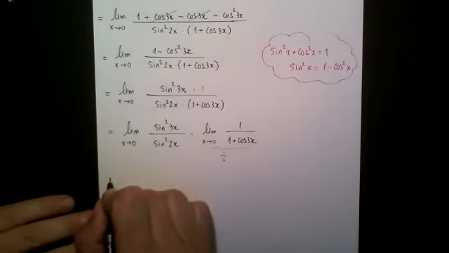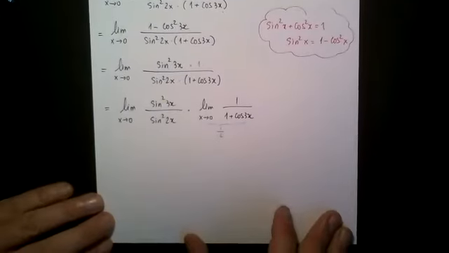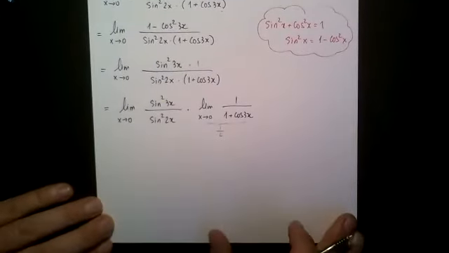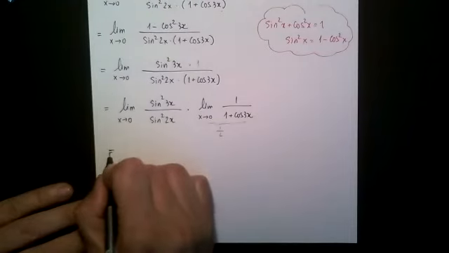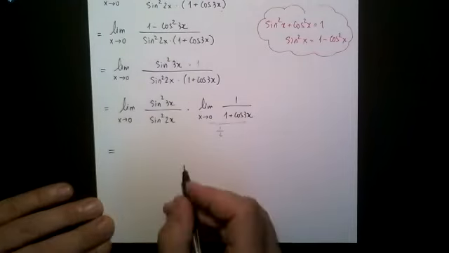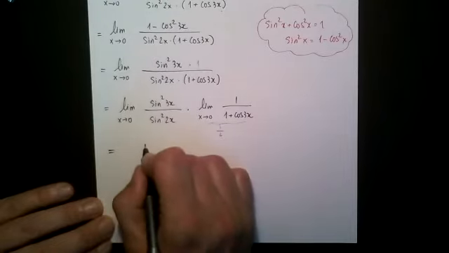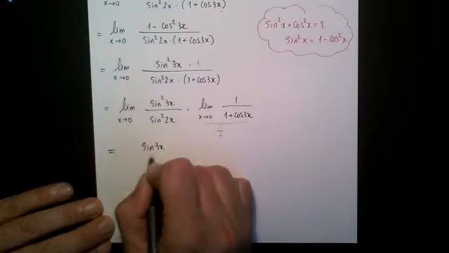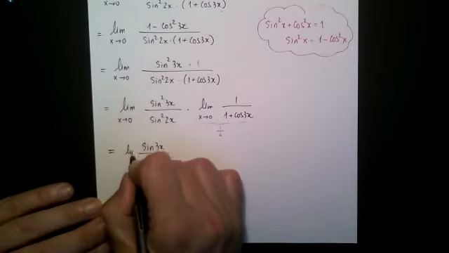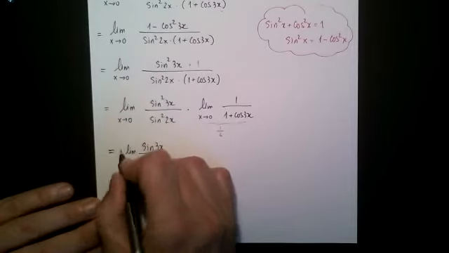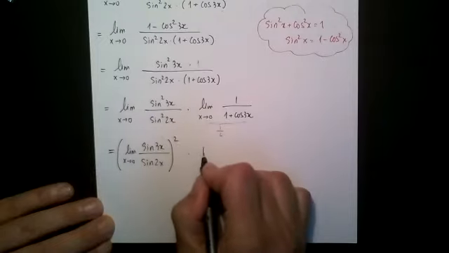Okay, so I'm going to go a bit faster for two reasons. First is because we just did it, and second is I don't have much space in the paper. So I'm going to skip a few steps, but if you need, you'll look at the video and you'll go back to the last question. You'll see. Okay, so it's equal to sine 3x over sine 2x, limit x approaches 0, all this squared times, and this is 1/2.